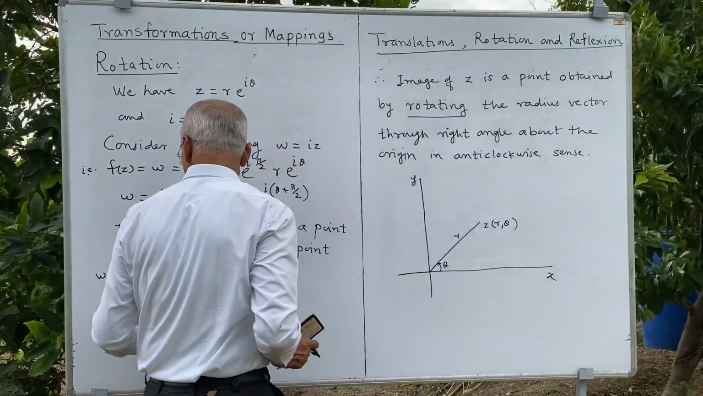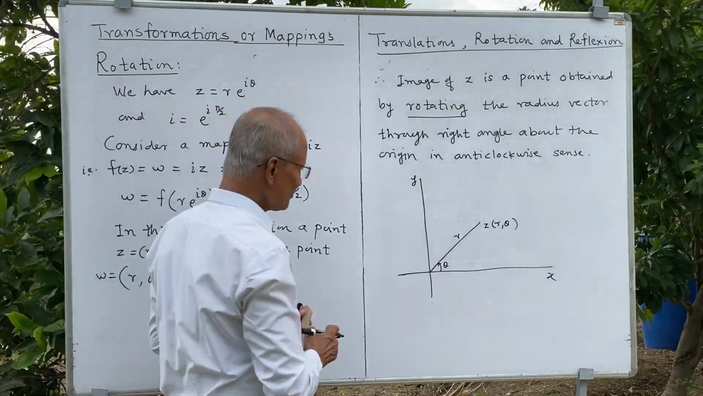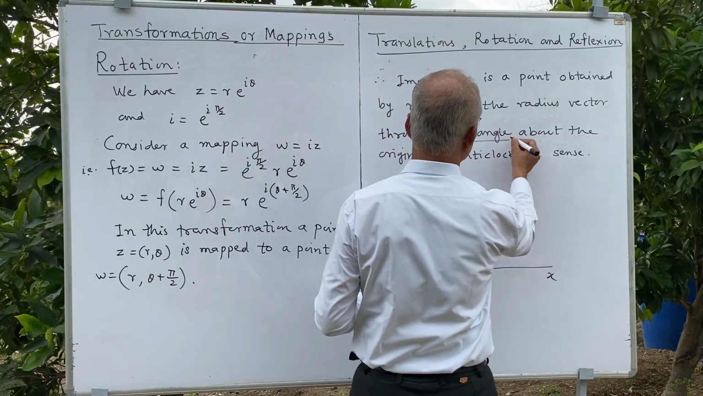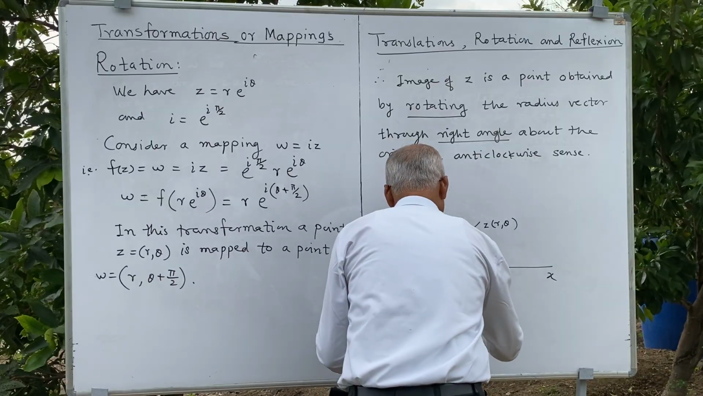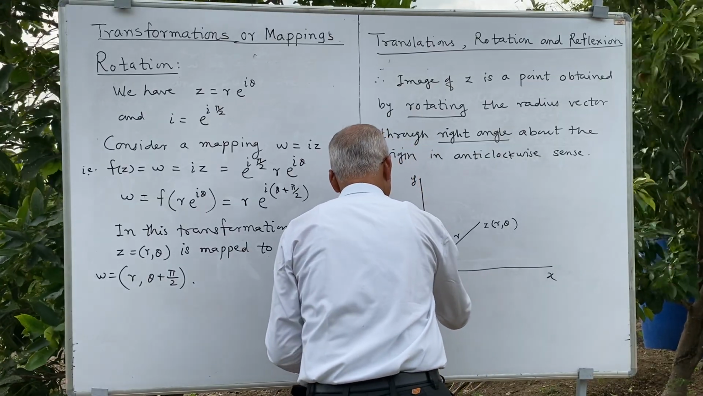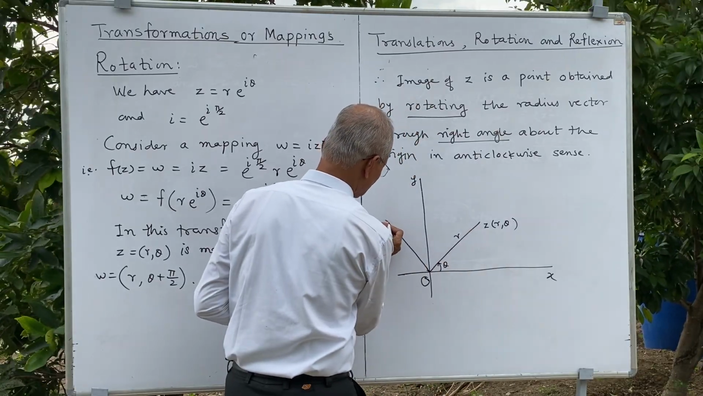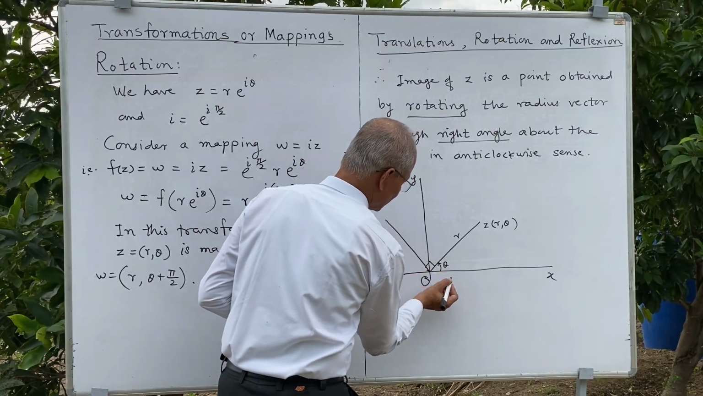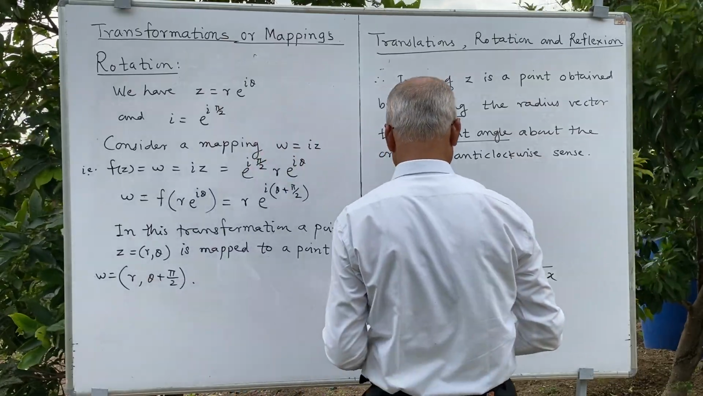And what is this point? Its image is r theta plus pi by 2. So that means this radius vector is rotated through a right angle about the origin, and thus we can consider this as the radius vector, the same distance, and this angle is 90 degrees. So this total angle will be theta plus pi by 2.